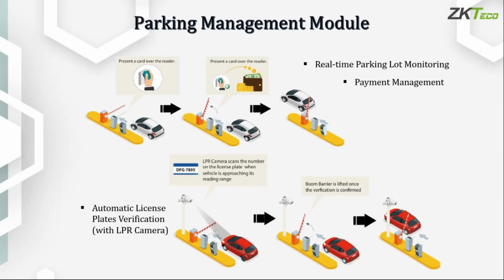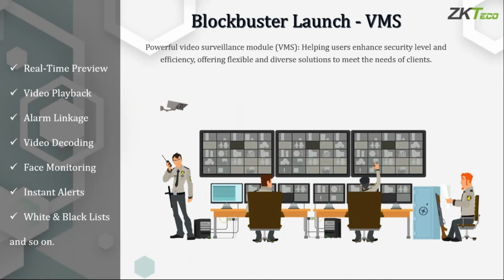Similarly, for LPR, there is an option in parking management where we connect the LPR with the boom barrier. Once the license plate has been recognized, it will give access to the vehicle and they can come inside the parking space. With the help of LPR, we can restrict vehicles by keeping them in the blacklist. If a vehicle is in the blacklist, it will not be allowed to pass inside the parking space.